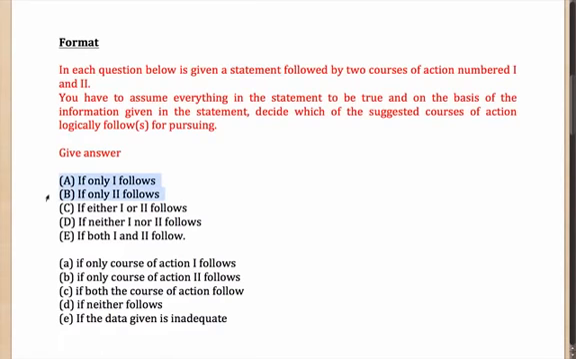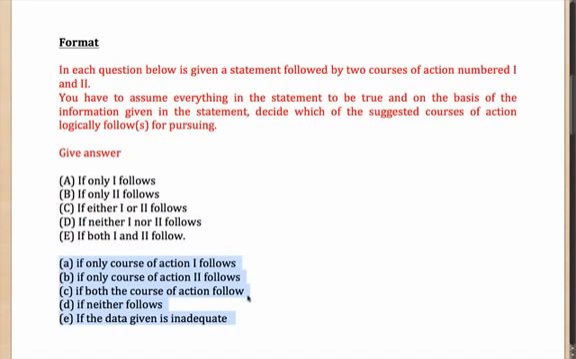Two of the most common choices that are possible are given here. As you can see, there's very little difference between the two of them, but I'll still elaborate. In case of five options, it can be only one follows, only two follows, either of them follow, neither of them follow, and both follow. Another type of set could be that only one follows, only two follow, both of them follow, neither of them follow, and the data given is insufficient, inadequate, and something like that. So these are a couple of types.